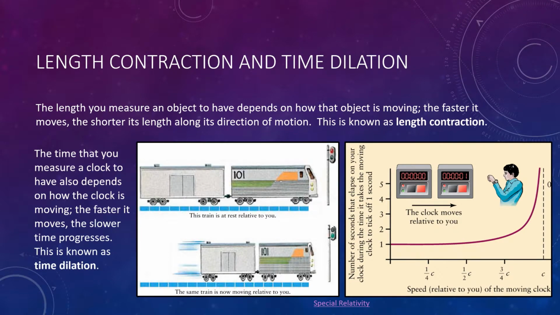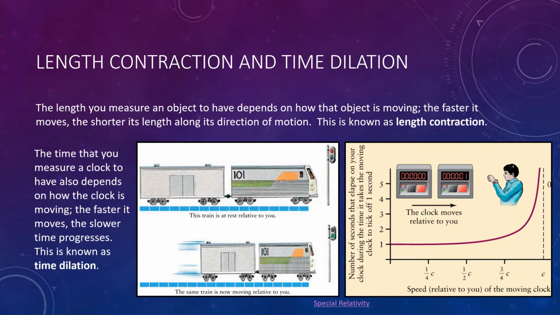So, this is where it starts to get really, really interesting and incredible. One of the peculiar aspects of Einstein's theory of special relativity is that the length you measure an object to be depends on how the object is moving. The faster the object moves, the shorter its length along its direction of motion. This is known as length contraction.